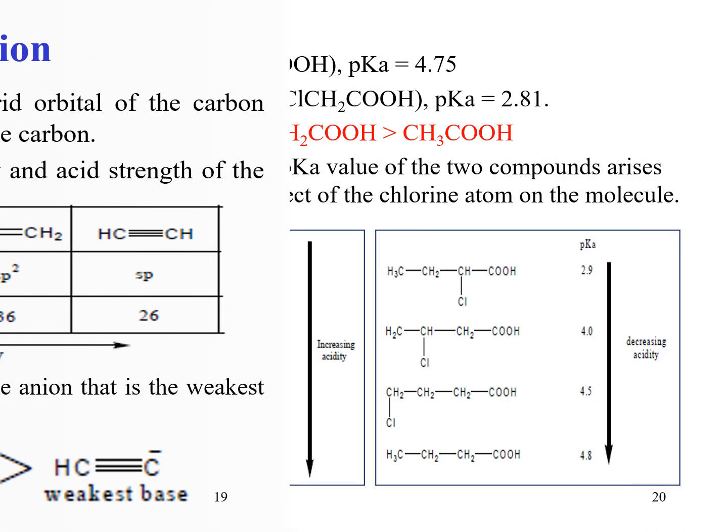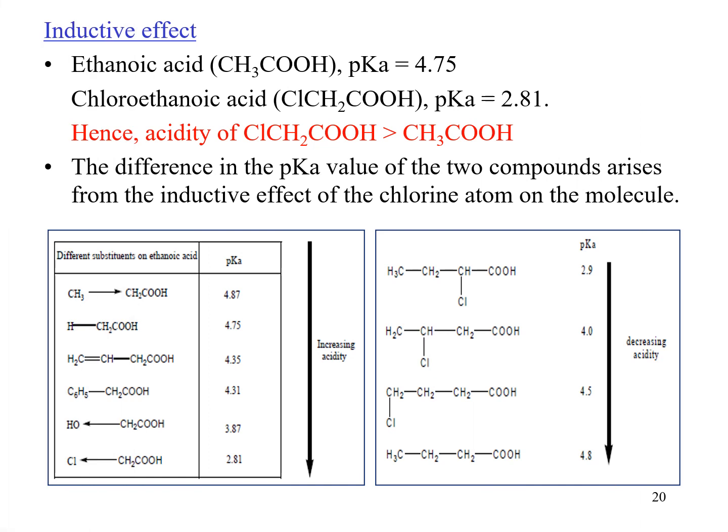Just also note, in terms of inductive effect, we're going to use ethanoic acid and chloroethanoic acid. The difference between ethanoic and chloroethanoic acid is the presence of chlorine. Remember, chlorine is one of the groups we talk about for inductive effect in saturated systems. Looking at the pKa, the effect of chlorine, being an electronegative atom, by inductive effect has reduced the pKa of ethanoic acid from 4.75 to 2.81.